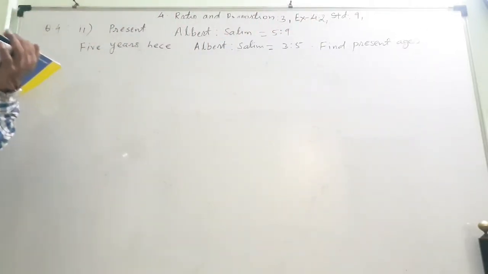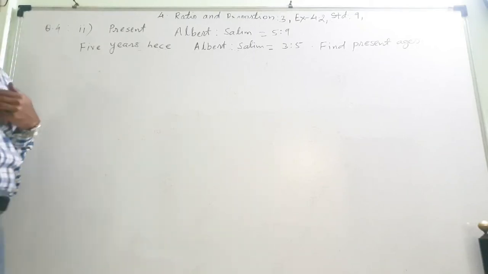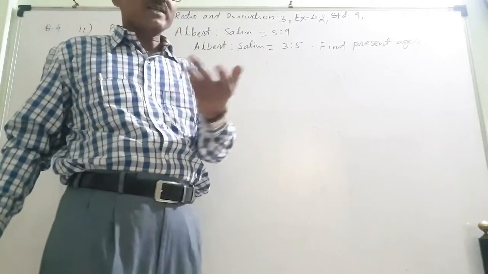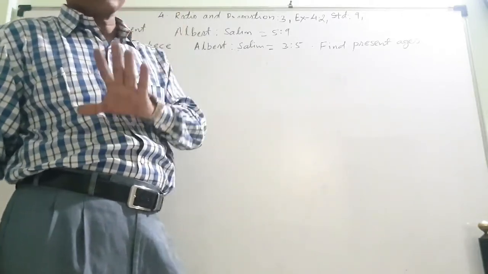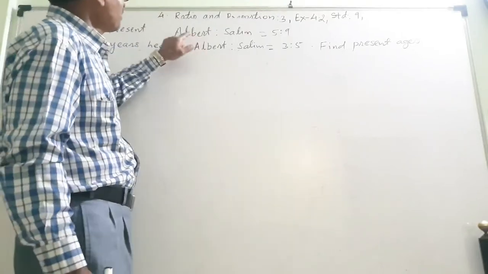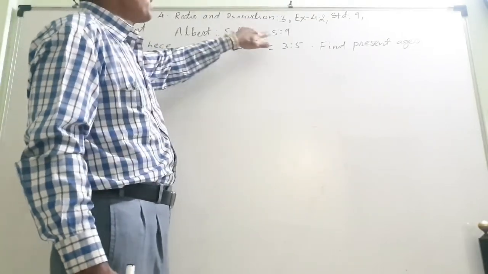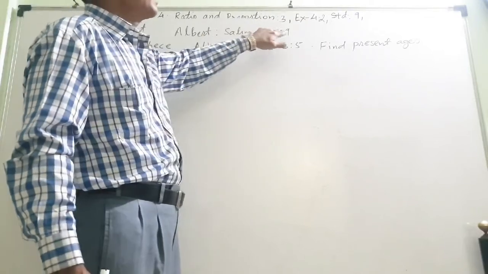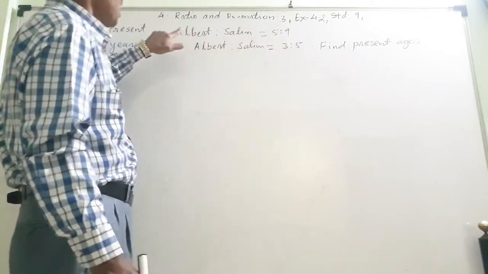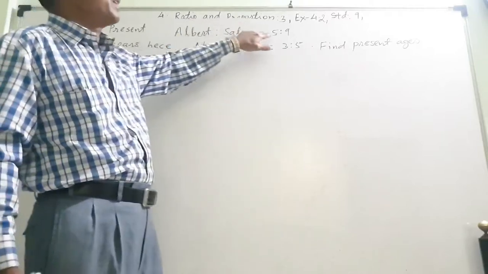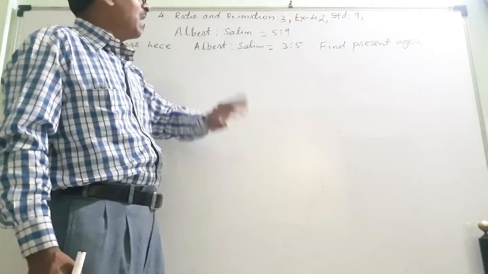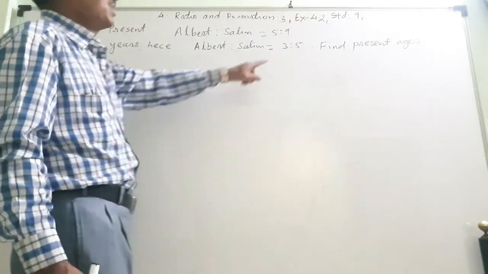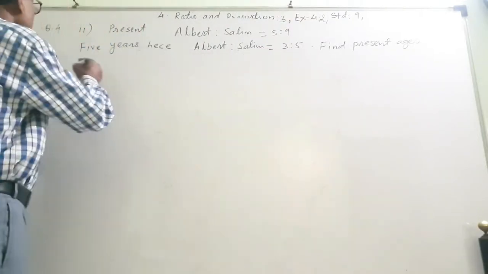So after 5 years, what will happen? That we have to see. Now I am 60 years. After 5 years, how much will I be? I will be 60 plus 5, 65 years. Now the present age of Albert is 5x. Present age of Salim is 9x. So after 5 years, Albert will be 5x plus 5 and Salim will be 9x plus 5. And that ratio is how much? 3/5.